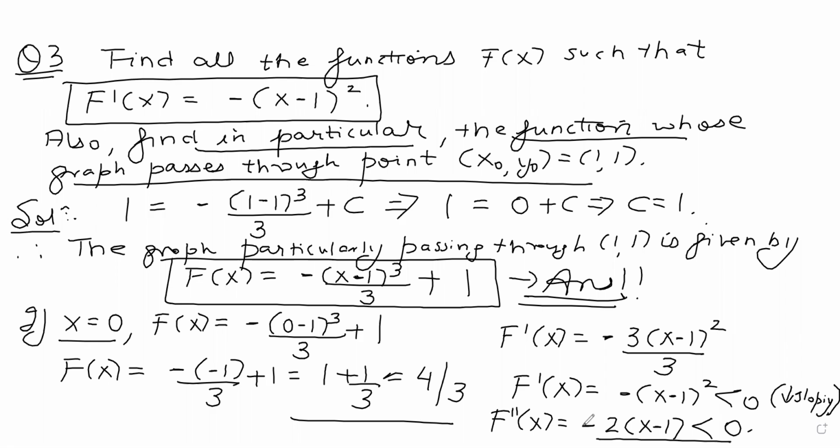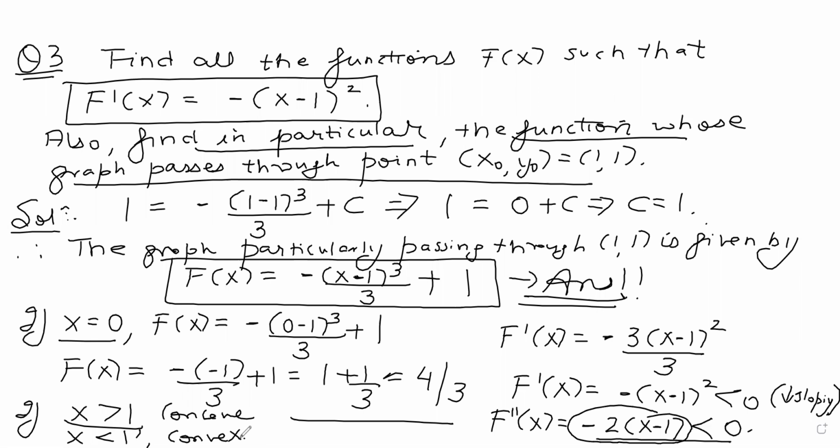However, I can say if x is greater than 1, the function is concave, because if you put x greater than 1, your f double dash x becomes negative. But if your x is less than 1, your function is convex, because if you put x less than 1 here, then your double derivative becomes positive. So this is negative for x greater than 1.